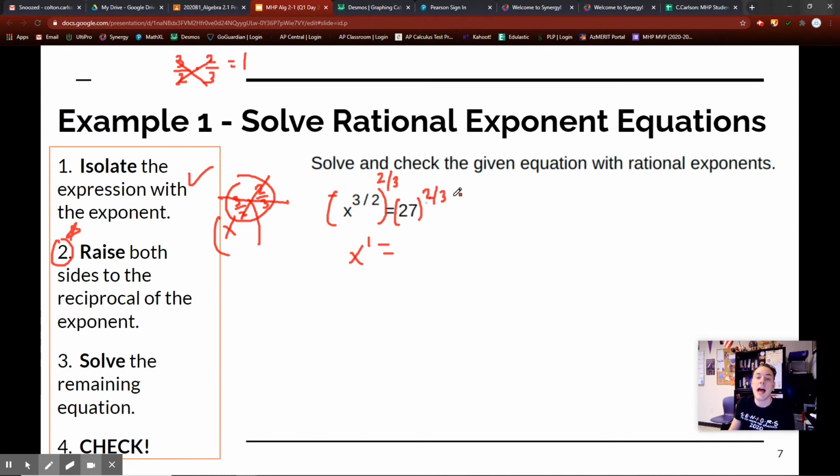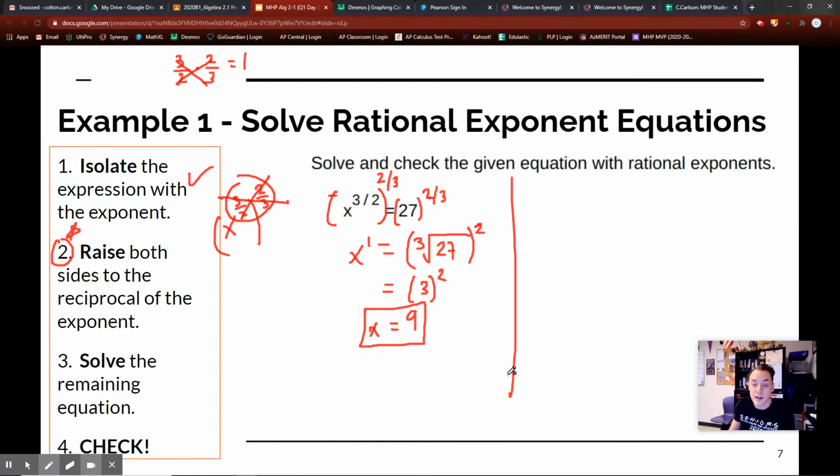Perfect. Boom. Now what do I have here? Well, my index is always the denominator of the exponent. So that means cube root of 27, and then squared. Now, could you put the squared with the 27? Of course. That's another way you could write it, just like what I showed you last week during rational exponents. You could definitely do that. However, it's easier to do it this way because what's the cube root of 27? It is 3. And then I square that, which is just 9. So x equals 9. And then I'm done.